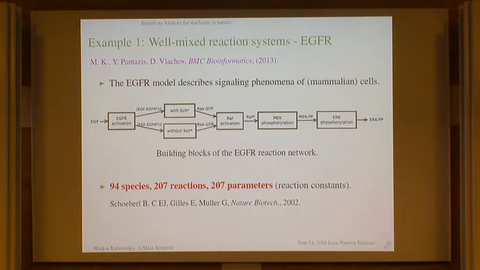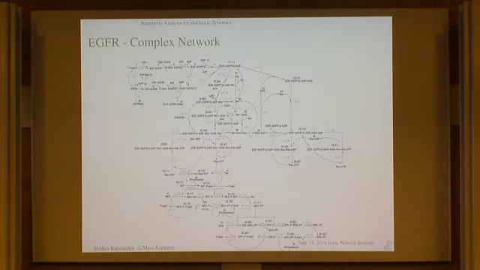So this is a model that has 207 parameters. This is a particular GFR model. I know that next week there is a talk on GFR. This is a well-mixed problem, but it has a fairly big number of parameters, right? So for that, it's very easy to do sensitivity analysis with Fisher information. Well, you see the complex network is part of it.